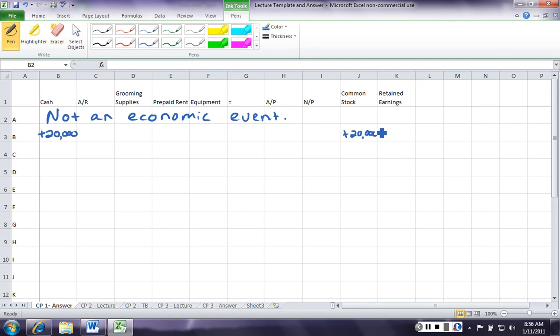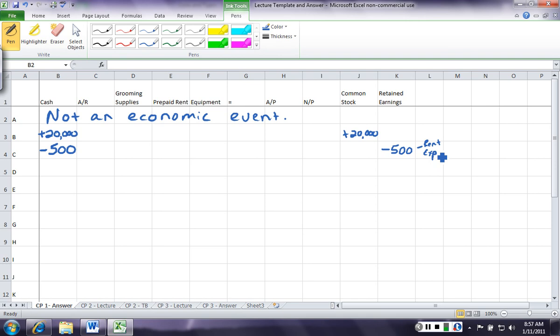C, they pay $500 cash to Redmond Property Rentals for November month's rent. So when we pay rent or we pay anything, our cash is going to go down $500. And then we are going to have a decrease in retained earnings for rent expense of $500.